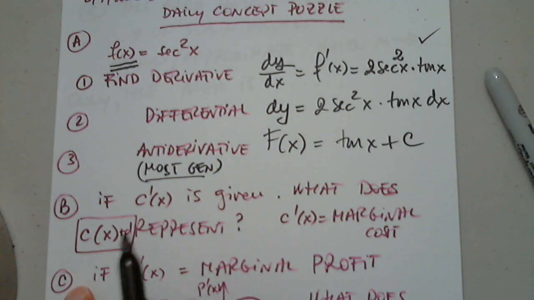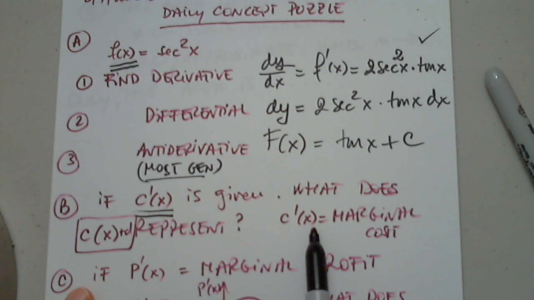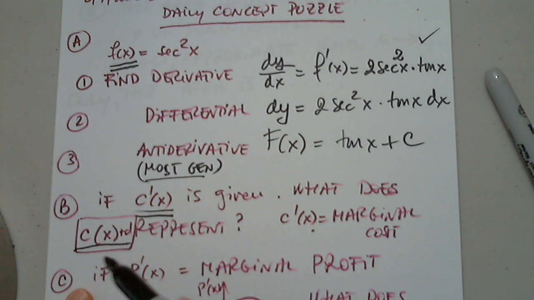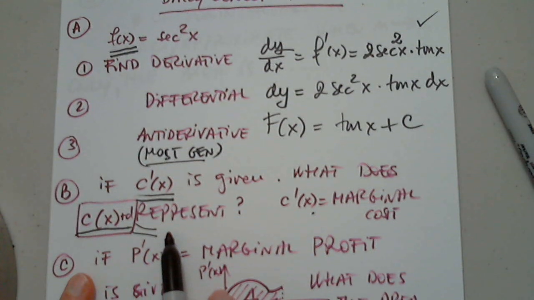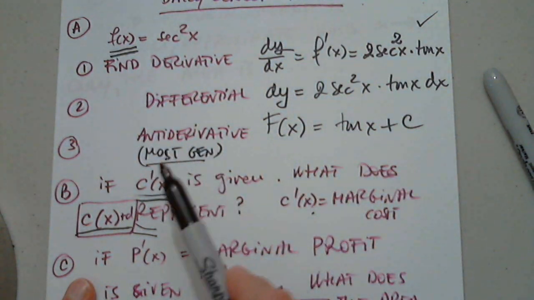If C prime is given, what does C of x plus D represent? So this is the marginal cost, the derivative of the cost. What will this represent? What will C of x plus D be? The cost at a specific amount. Yes, because I did not specify.